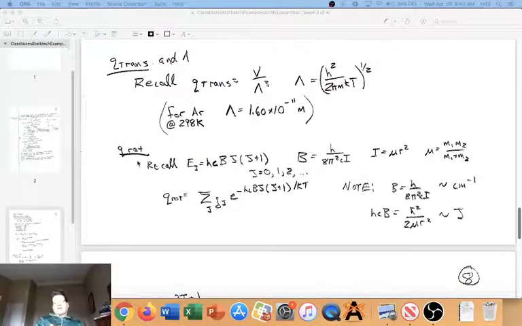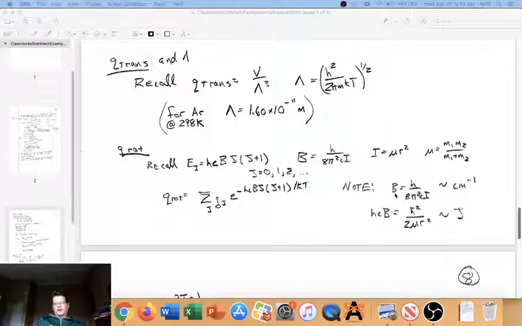All right, we can do this similarly for rotations. So we know the eigenvalues, where B is a rotational constant, and we know how we get that. Capital I is the moment of inertia, sorry, and we know that. The mu is the reduced mass, we know that. By the way, B has units of inverse centimeters, whereas hcB has units of joules. Okay, so q rotation, we know has this form.